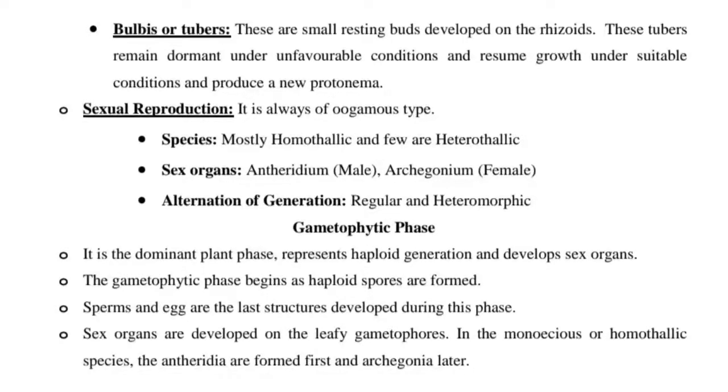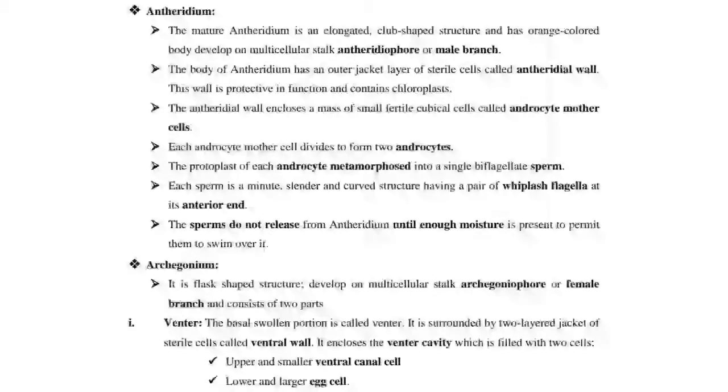In the monoecious or homothallic species, the antheridia are formed first and archegonia later. Antheridium. The mature antheridium is an elongated, club-shaped structure and has an orange-colored body developed on a multicellular stalk, the antheridiophore or male branch. The body of the antheridium has an outer jacket layer of sterile cells called the antheridial wall.